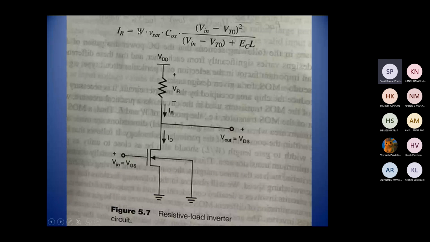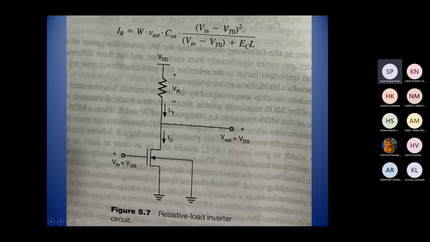Like this. So the IR, the current which is going through this load resistance R, is given by an expression in W, Vsat and Cox. W is the channel width, Vsat is the saturation voltage, Cox is the oxide capacitance, Vin is the input voltage, VT is the threshold voltage, and L is the channel length. So that constitutes our current IR.